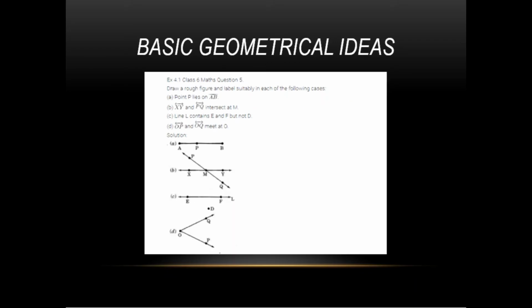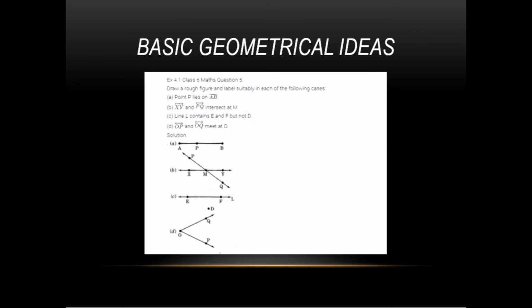Draw a rough figure and label suitably in each of the following cases. Point P lies on AB. P is the point which is lying on AB. We will be drawing a line in between. You will be marked as P, and A and B on the sides.